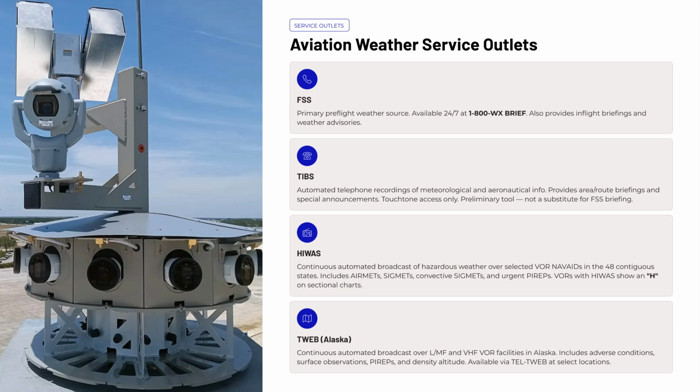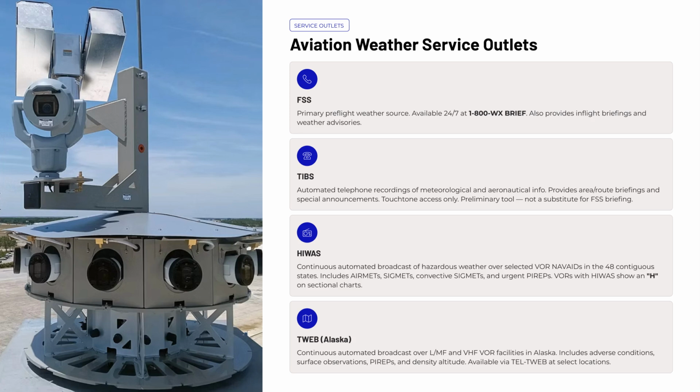The Telephone Information Briefing Service, or TIBS, offers automated recordings covering meteorological and aeronautical information for specific areas and routes. It's a useful preliminary tool, but keep in mind, it requires touch-tone access and is not a substitute for a full FSS briefing.